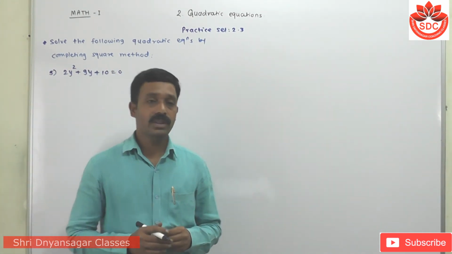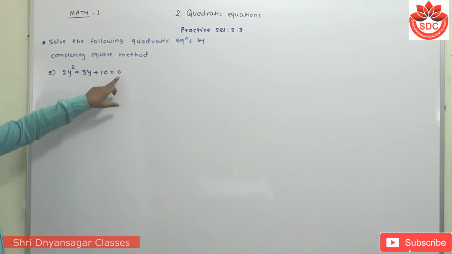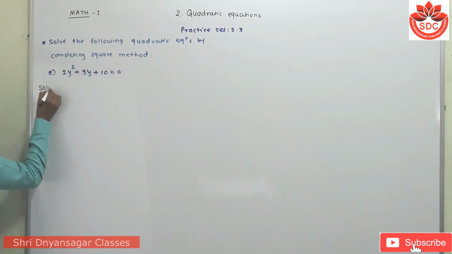Let's see the next question, question number 5. Twice y square plus 9y plus 10 is equal to 0. Solve by using the completing square method. Now student, first we have to convert the value of a to 1. So dividing both sides by 2, we get the solution.